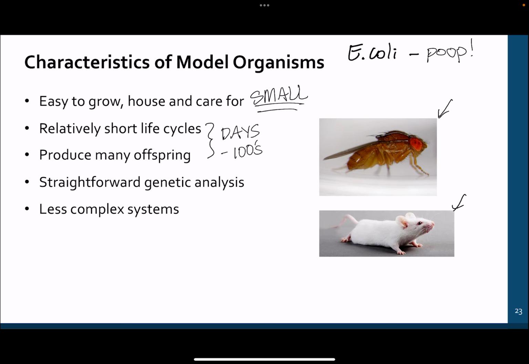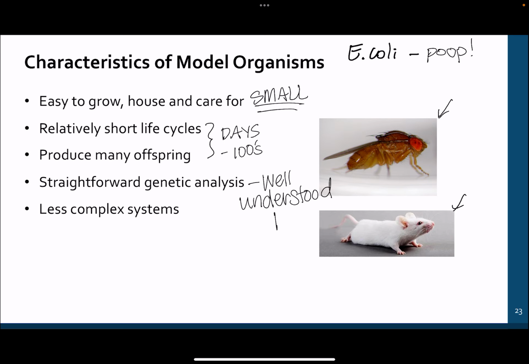Straightforward genetic analysis. So what this means is really that their genetics is very well understood. The more complicated your animal is, the more genes they might have. Not necessarily, but usually we look at the simpler organisms as having simpler genetics. So for example, an E. coli has much less DNA than, say, a fruit fly or a mouse. But what we really mean about straightforward genetic analysis is that it's well understood or well studied.